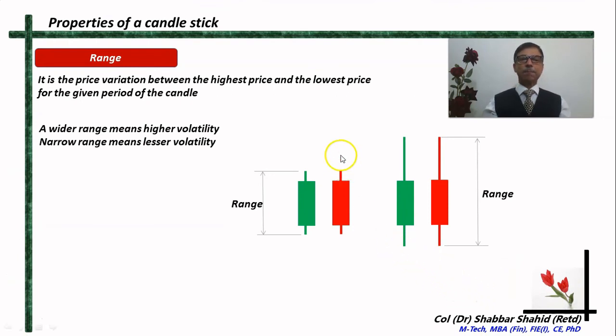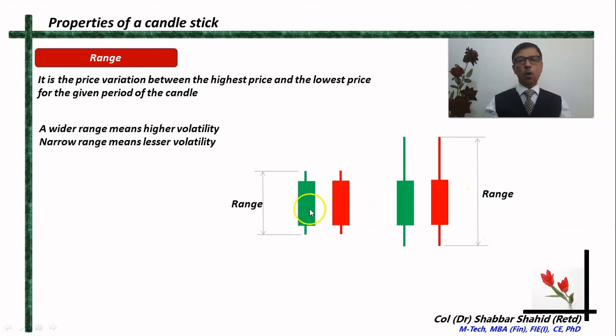Then we have something called the range. The range is the price variation between the highest price and the lowest price for the given period of time of the candle. If the candle is for a period of 1 minute, then it is the difference between the highest price and the lowest price during that minute. Or if it is for a day, then the highest price and the lowest price during the day. If each candle represents 1 month, then it is the highest price and the lowest price during that month. So in this case, the range is small as compared to the range here.